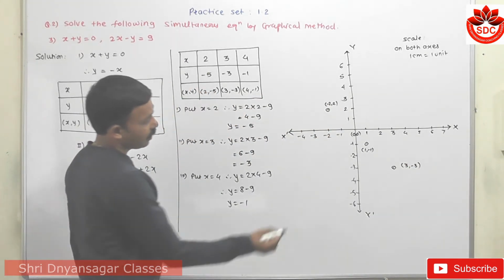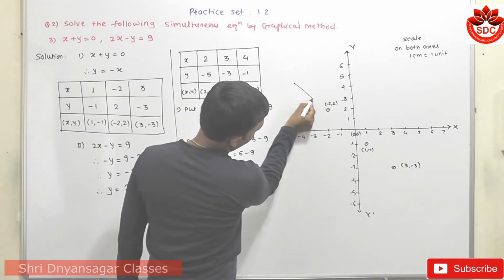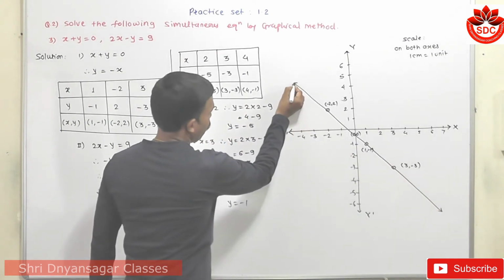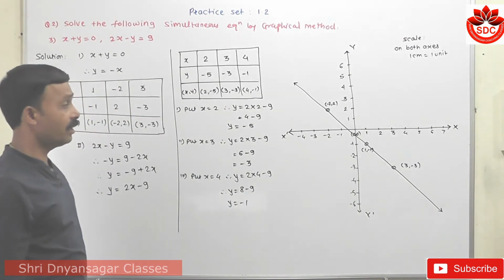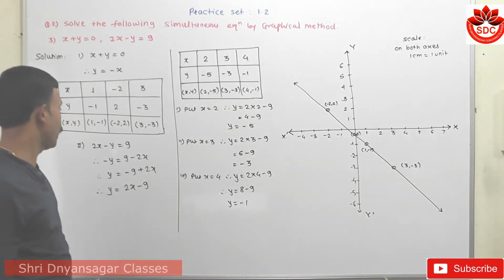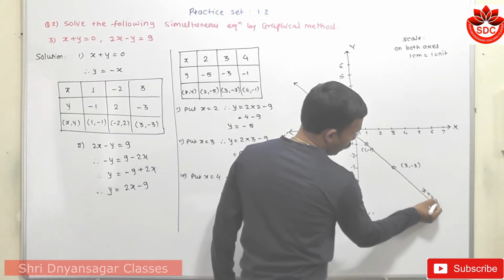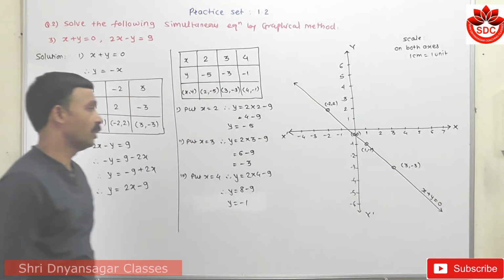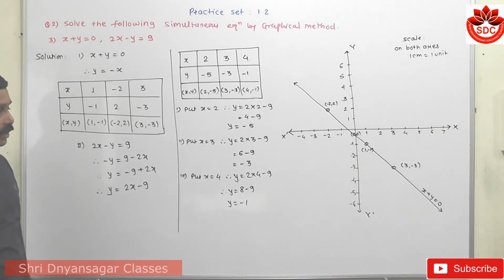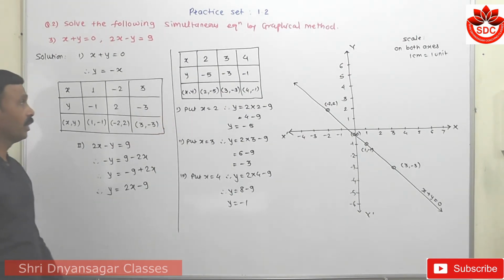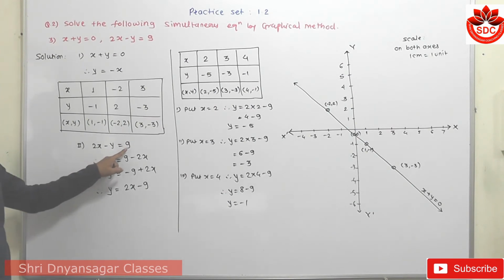Now by using the scale you have to join these 3 points accurately. Then write the equation on any side of that line. The original equation is x plus y is equal to 0. This is the graph of the first equation. Then we draw the second equation. The second equation is 2x minus y is equal to 9.